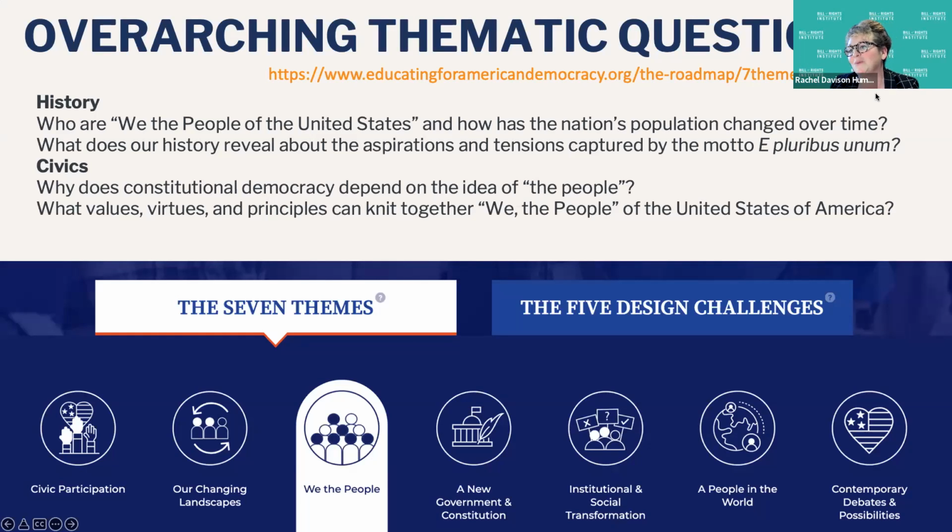We the People is where BRI sits organizationally. Again, we are an American history focused organization. And so thinking about our unifying characteristics is something we do a lot, as with the founding principles and virtue work that we do. But this question of who are we, the people of the United States? How has that nation's population changed over time? And what does our history reveal about the aspirations and tensions captured by the motto E Pluribus Unum?